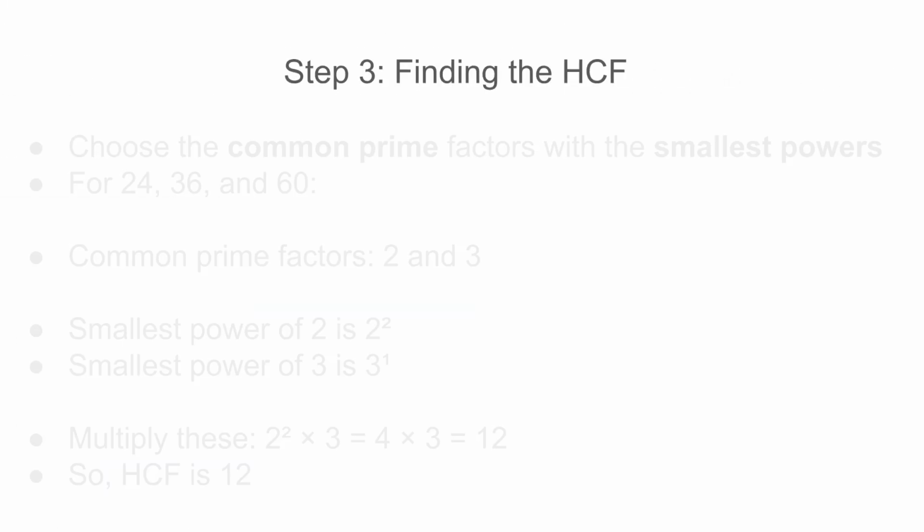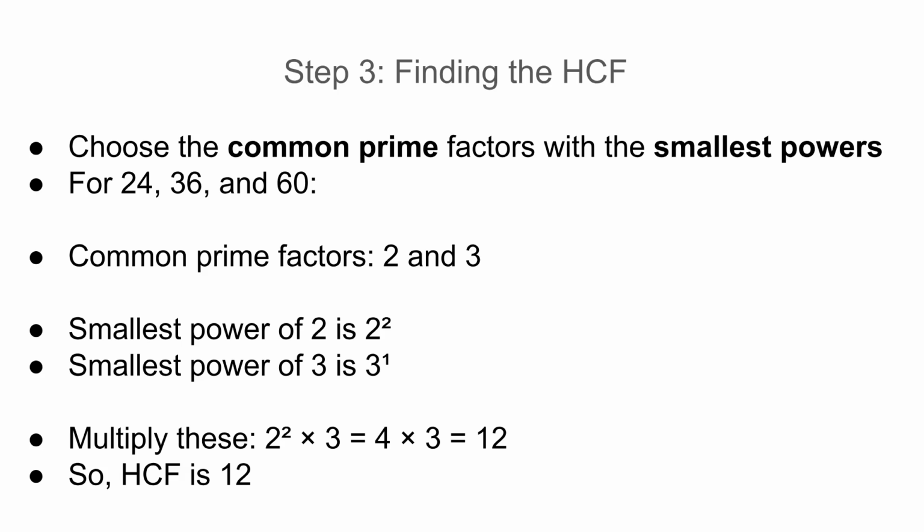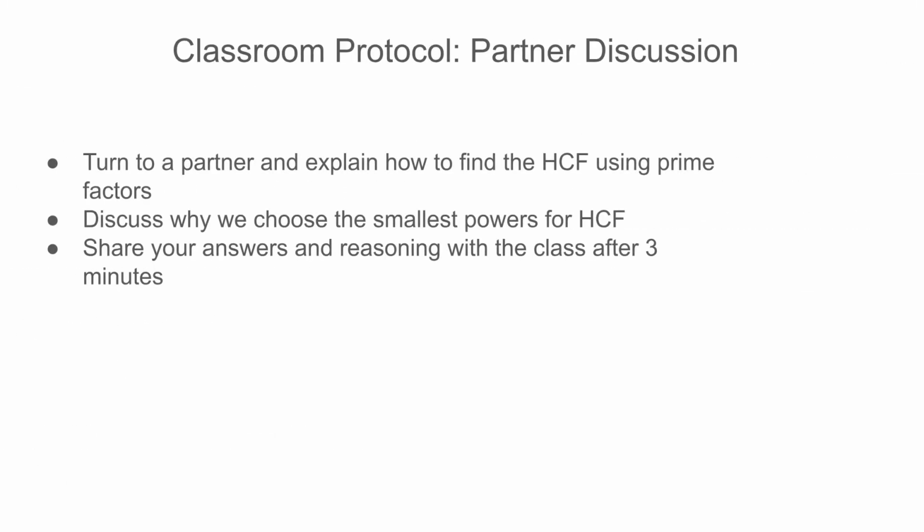To find the HCF, choose the common prime factors with the smallest powers. For our numbers, the common factors are 2 and 3. Using the smallest powers, 2 squared times 3 equals 12. So the HCF is 12. Now take a moment to consider why we choose the smallest powers when calculating the highest common factor.